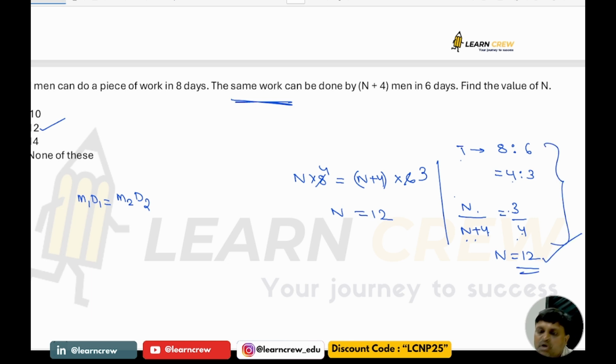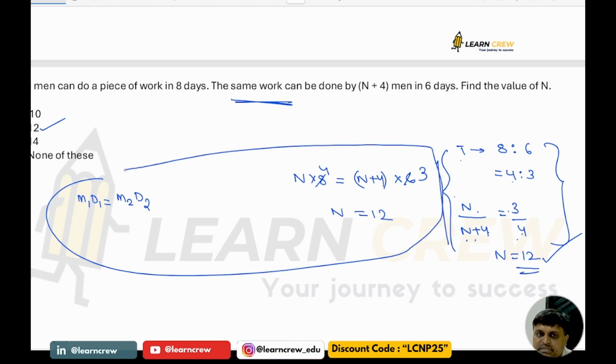It is based on your ratio method. This is based on formula method. M1 persons are doing a work in D1 days and M2 persons are doing the same work in D2 days. Then we can write M1 D1 is equal to M2 D2. Okay. Next.